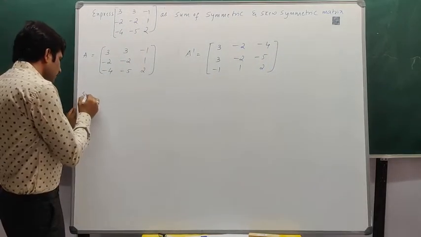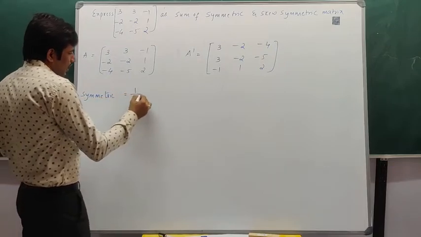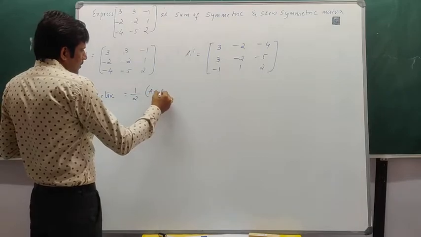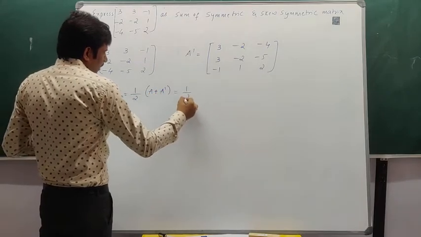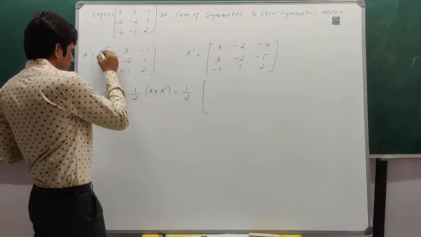So then find the symmetric part. What is the symmetric part? That is half into bracket A plus A transpose. Now add the two matrices, that is, first element added with first element.